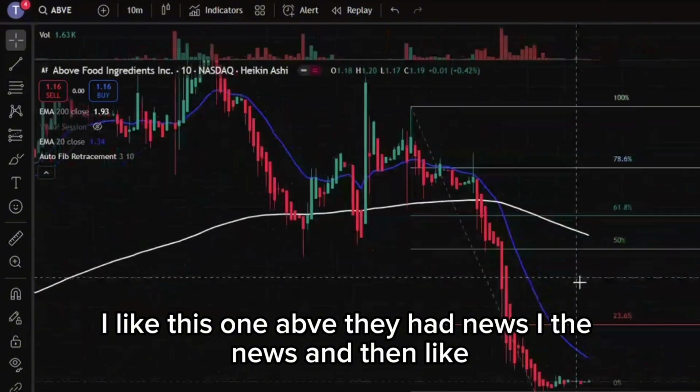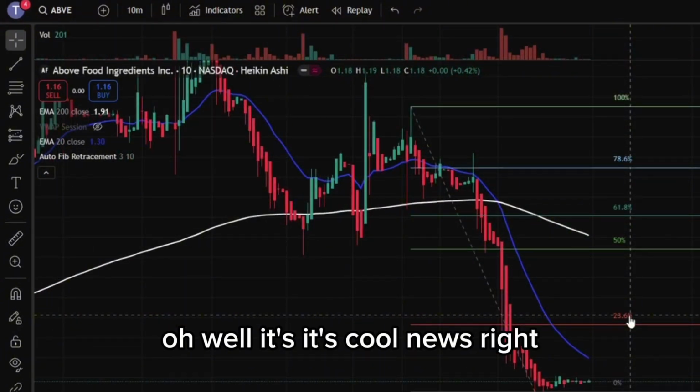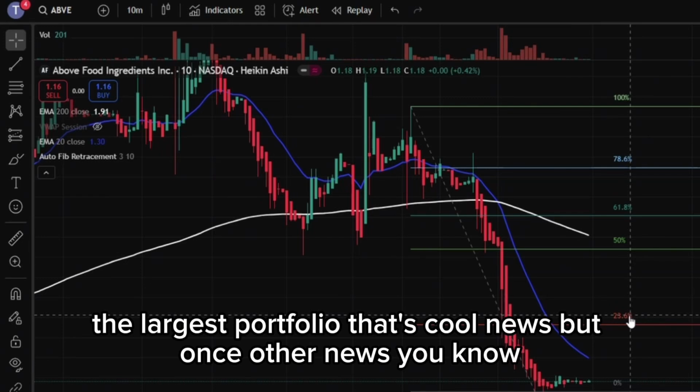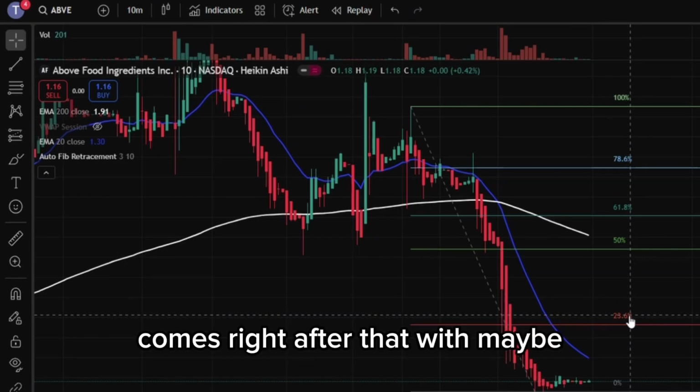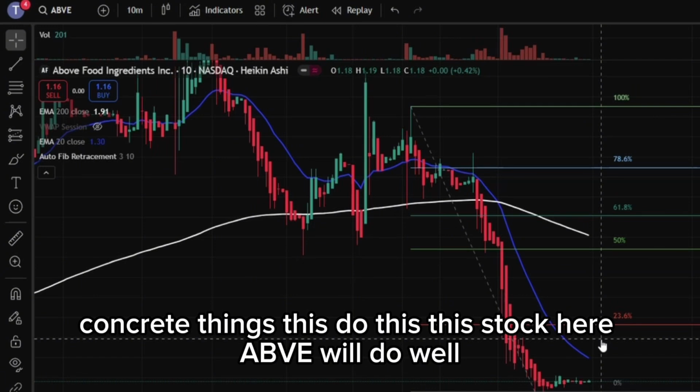They had news. The news, they're like, oh, well, it's cool news, right? The largest portfolio, that's cool news. But once other news comes right after that with, let's just say, certain revenue streams and concrete things, this stock here, ABVE, will do well.